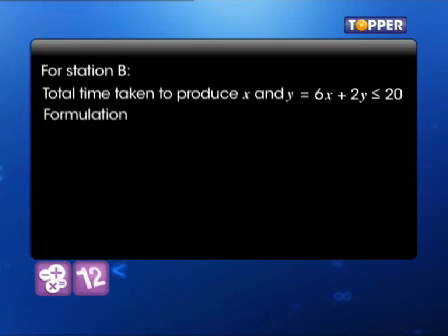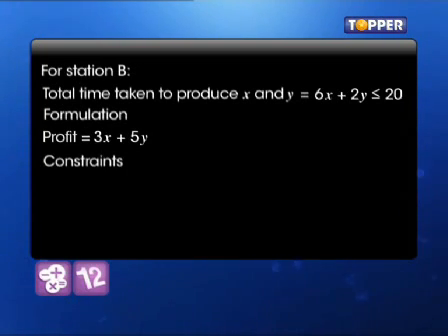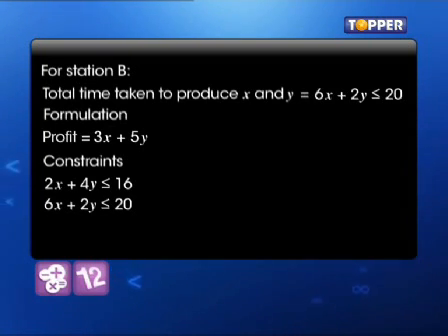Now let's try formulating the LP problem, shall we? We have to maximize the profit, which is 3x plus 5y, subject to 4 constraints. We have 2x plus 4y less than or equal to 16, 6x plus 2y less than or equal to 20, and the non-negativity constraints, which is x greater than or equal to 0 and y greater than or equal to 0.